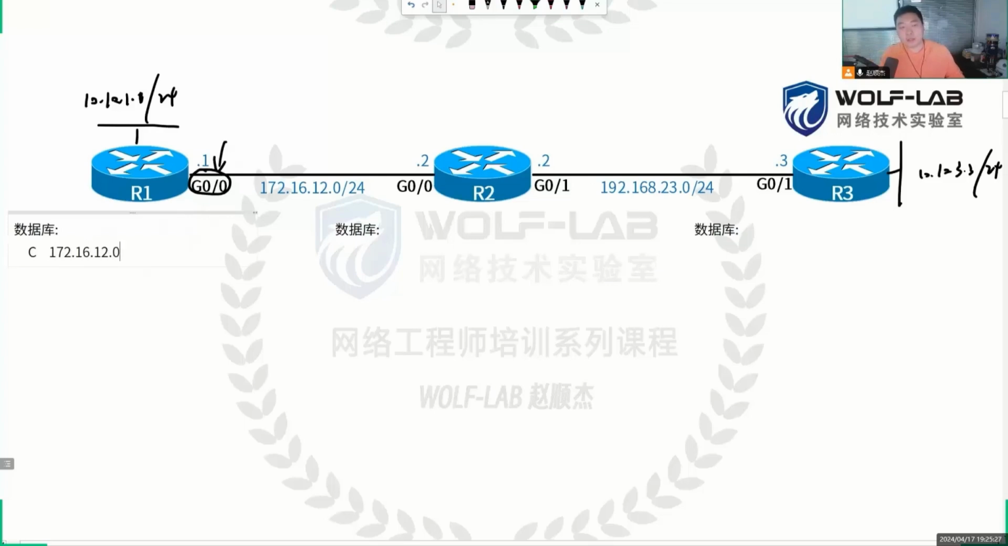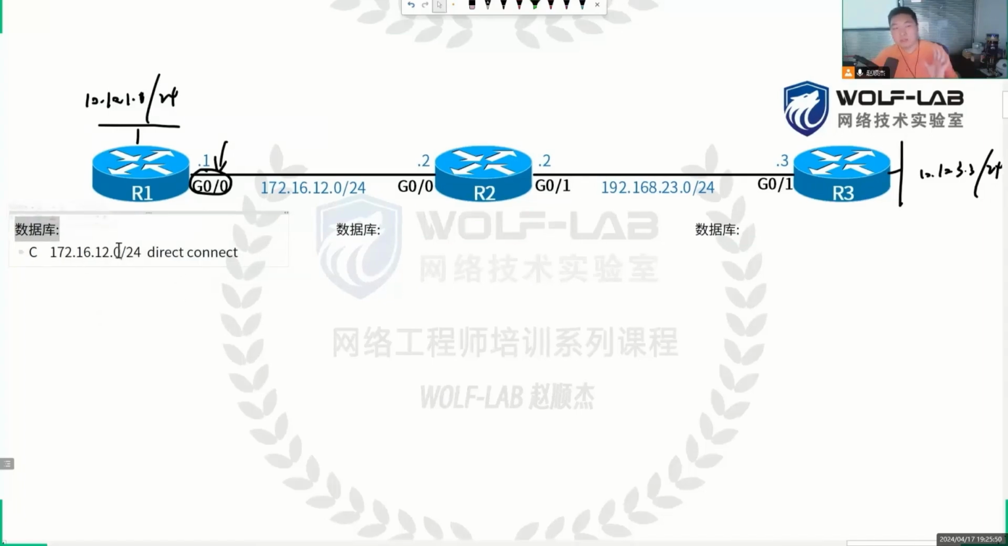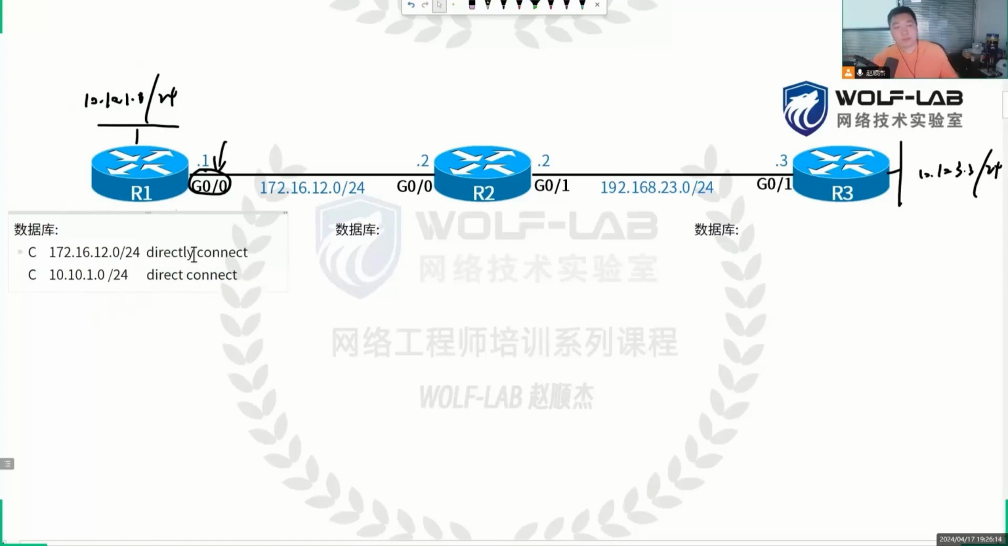172.16.12.0/24, directly connected. We will store it in our IGRP database. After storing, what do we do? Similarly, our loopback 0 interface also runs a distance vector routing protocol. We will also add our directly connected route, the 10.1.1.0/24 interface's directly connected route, stored in such a database. Directly connected, then placed in our database.